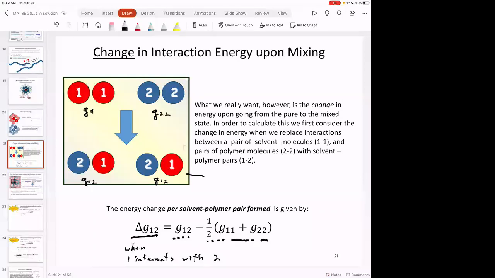So this diagram gives us delta G12 equals 2 G12. I have 2 G12 interactions right there. And I have to subtract off my original interactions because I'm looking for the change. I've got a G11 plus G22. So this is original right here, but I want it per mole of interaction, or I want it per one interaction right here. So I divide everything by 2.